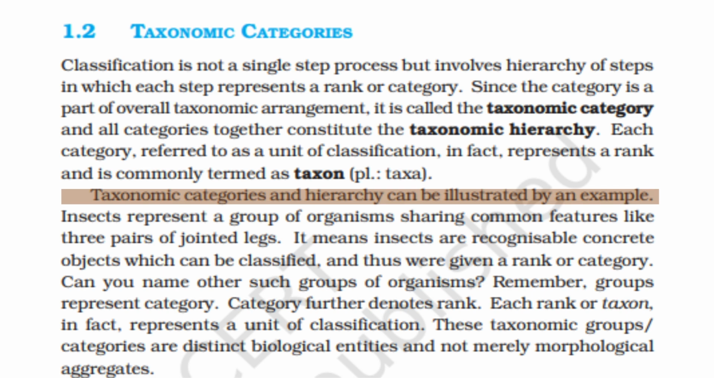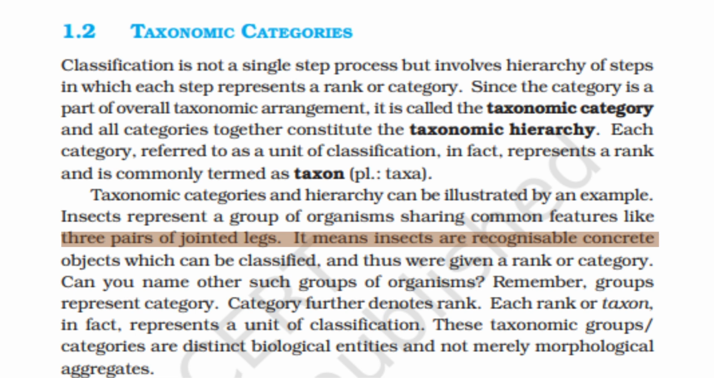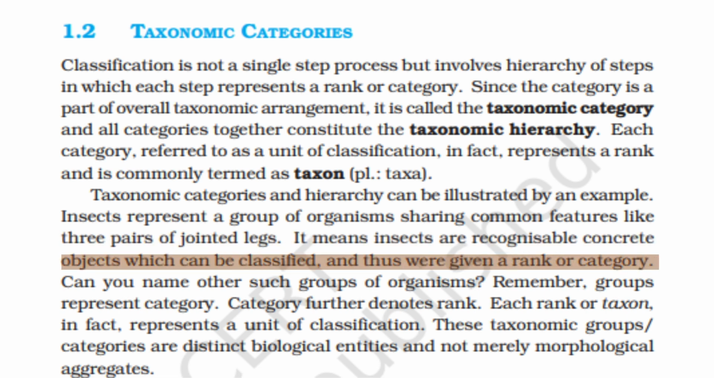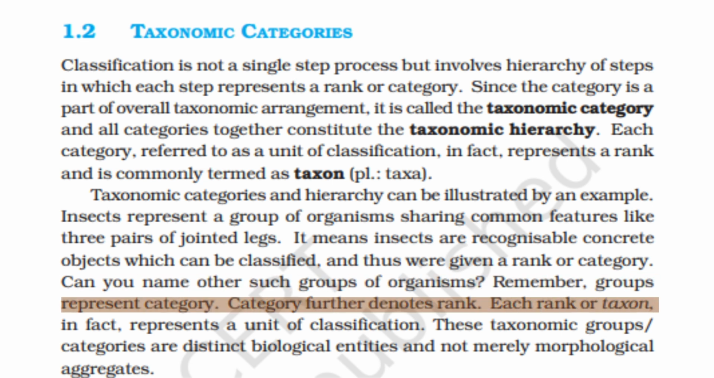Taxonomic categories and hierarchy can be illustrated by an example. Insects represent a group of organisms sharing common features like three pairs of jointed legs. It means insects are recognizable, concrete objects which can be classified and thus were given a rank or category. Can you name other such groups of organisms? Remember, groups represent category. Category further denotes rank.